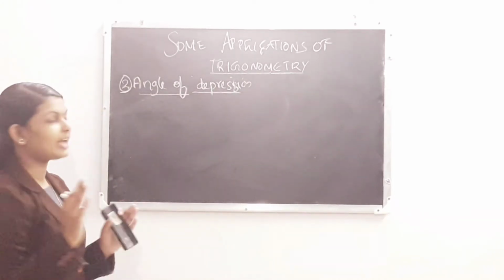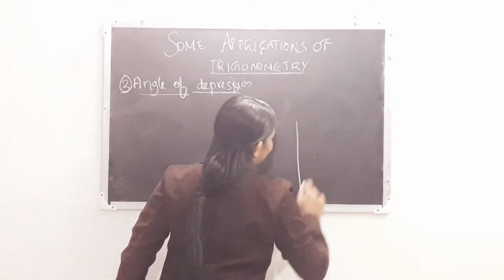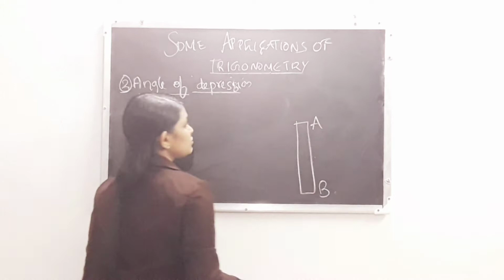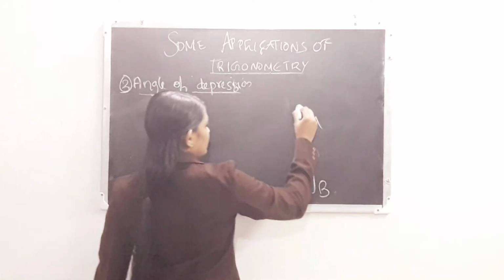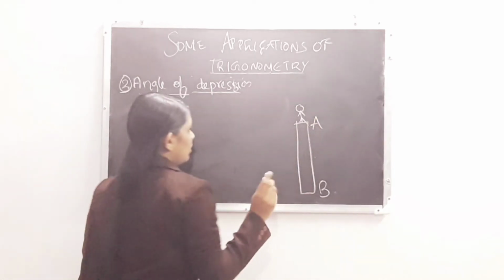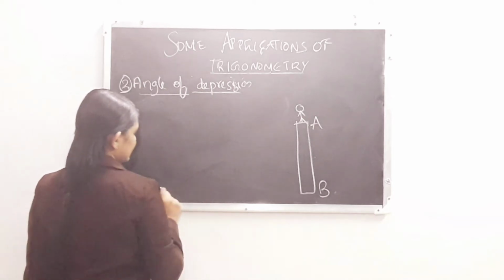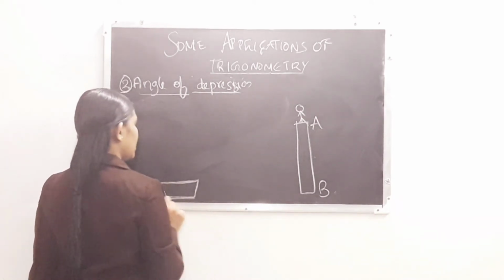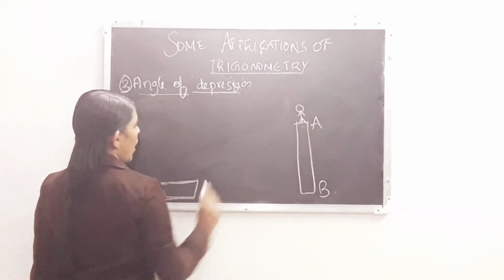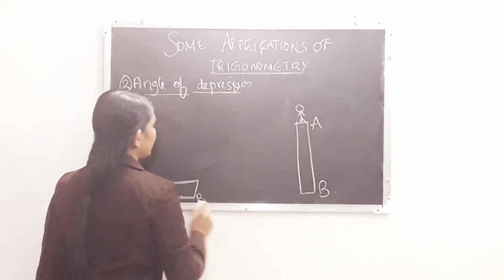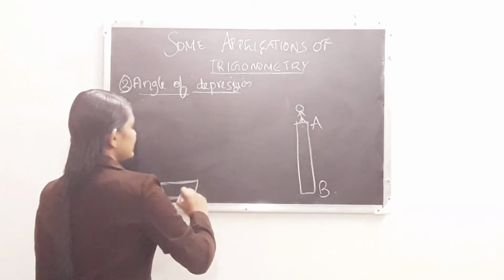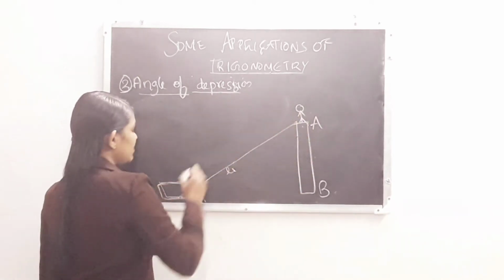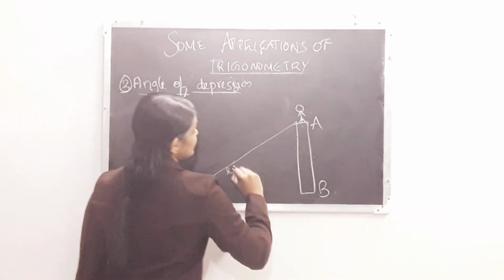Now consider a tower. Let us assume that it is AB. An object is placed or a man is standing at the top of the tower. And let us assume that there is a ship coming to the shore. So this man at A observes the boat which is at B. Now this AB is the line of sight connecting the observer and the object which is being viewed.